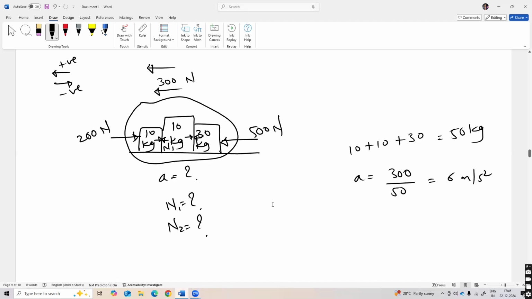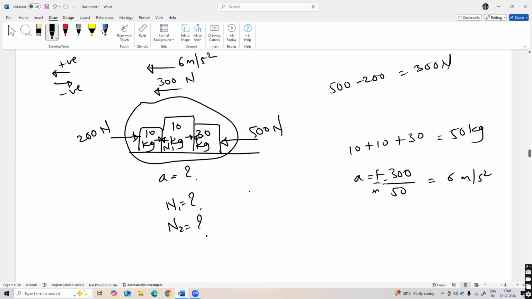Sorry. So I was telling, this is our total system, and net mass is 10 plus 10 plus 30, that is equal to 50 kg. Net force is 500 towards left, 200 towards right, so net force is 300 towards left. So net force is 500 minus 200, that is 300 newtons. Acceleration is force upon mass, so it is 300 by 50, that is 6 meter per second square, acting towards left.